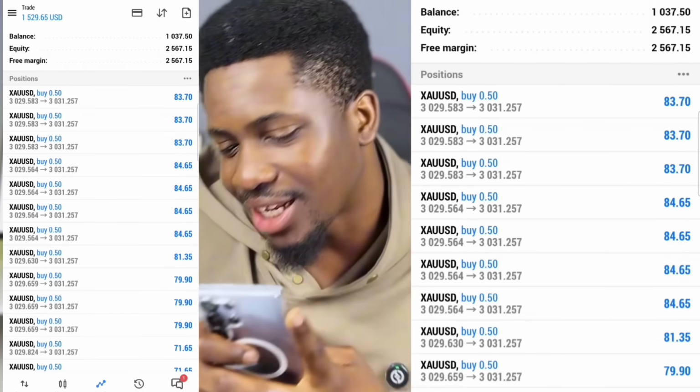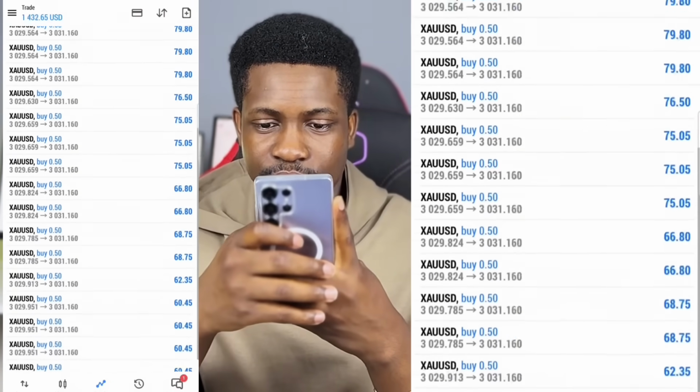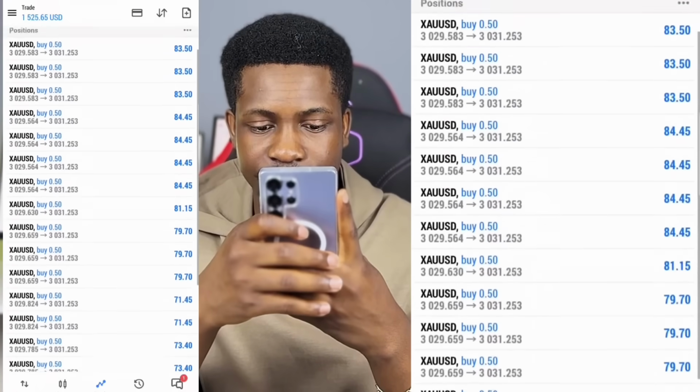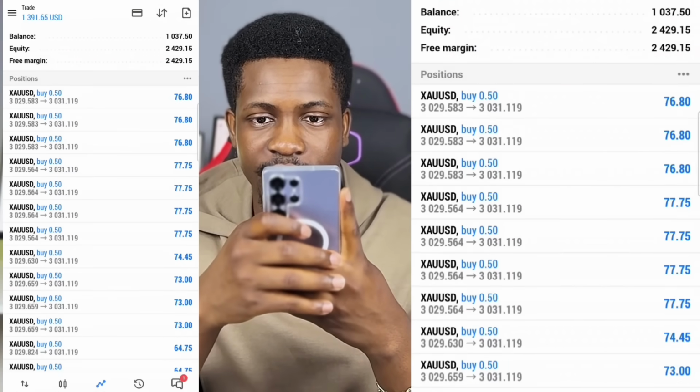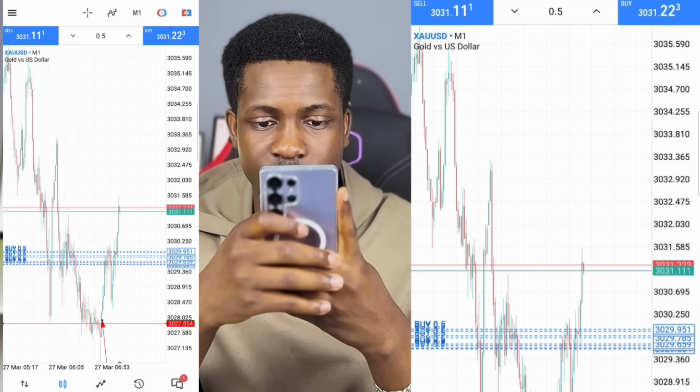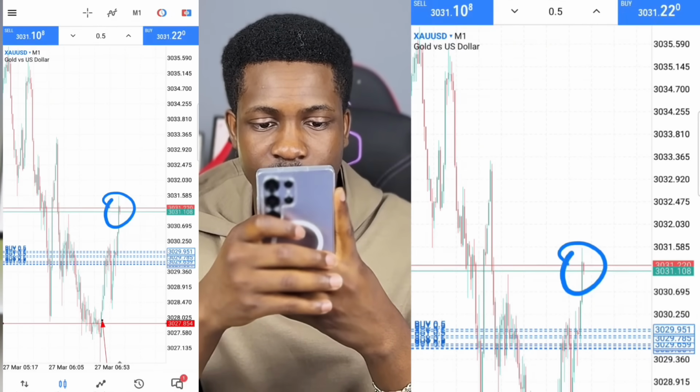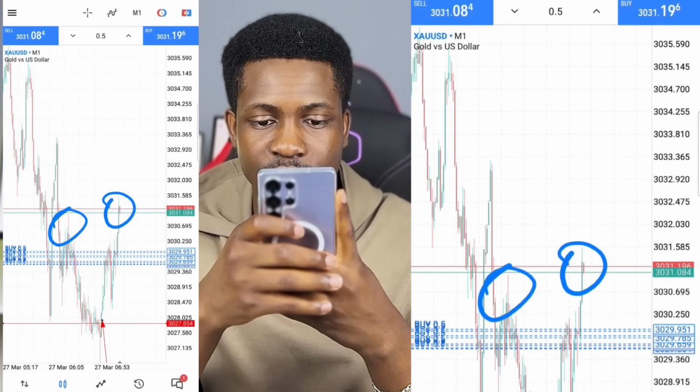I want to have at least $3,000 on this account. But then you can see what we're having in the meantime. I want to have at least 3K on this account, but I might be zooming off this trade because look at this. Look, we're having rejection and it's completing again.